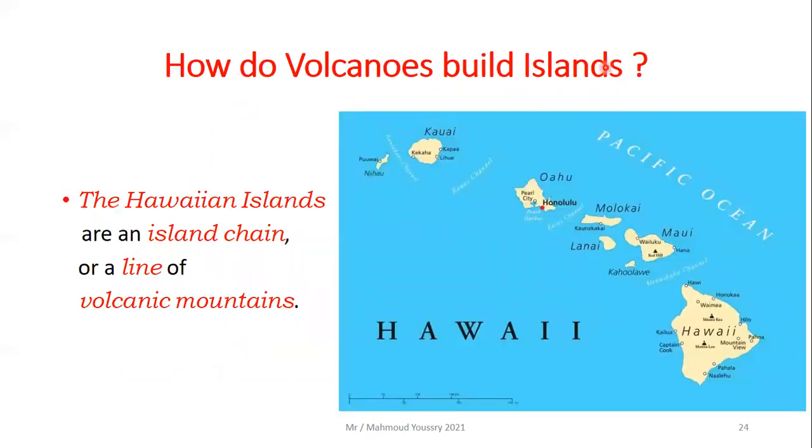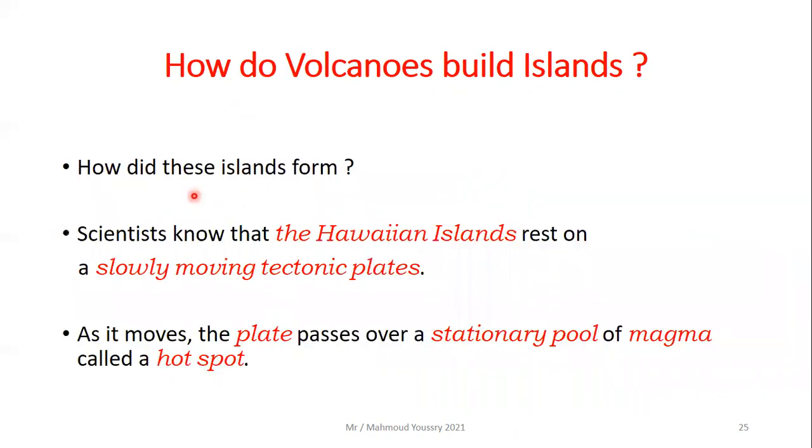How do volcanoes build islands? This is the Hawaiian Islands. We will talk about them and how they are formed. The Hawaiian Islands are an island chain or a line of volcanic mountains, as you can see. Okay, how did these islands form?